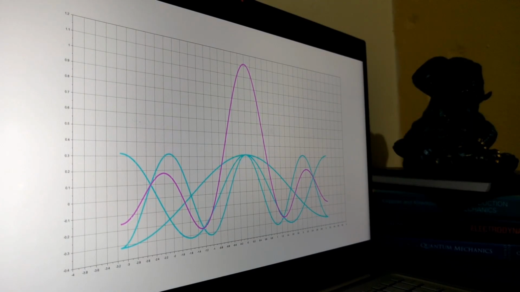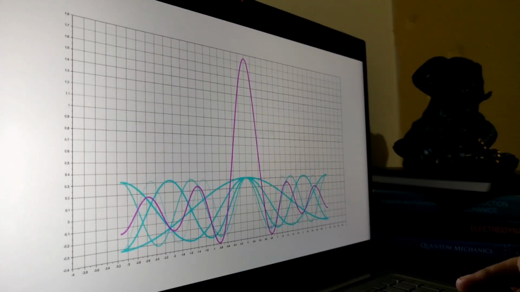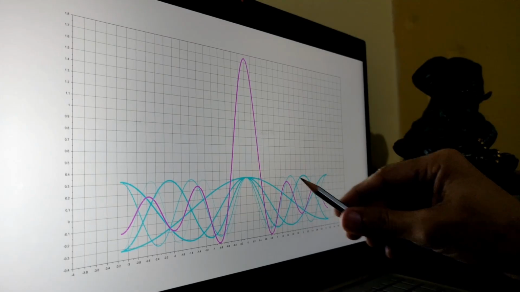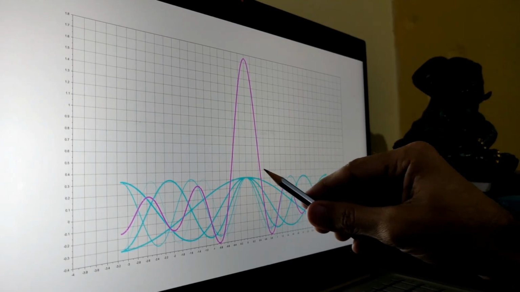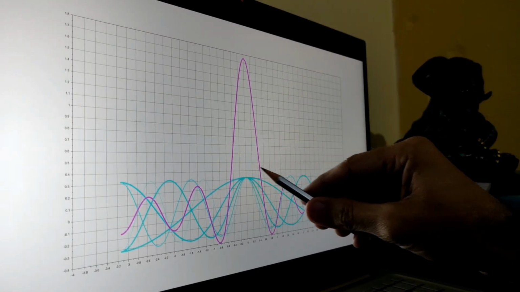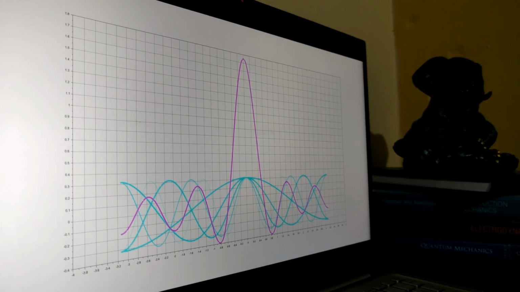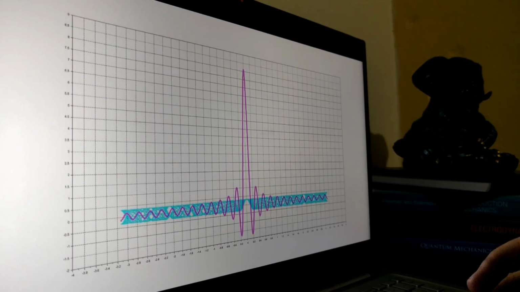So I'm going to add first 5 harmonics, and you see more oscillations, and now your curve around x equals 0 is getting squeezed, and that's what we want. We want it to squeeze, we want it to become a delta function. So let's do 25 terms. Here you go.